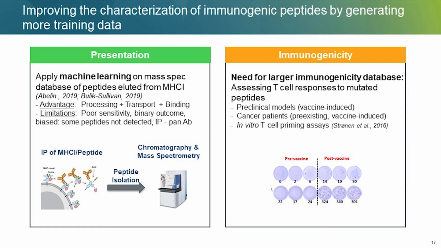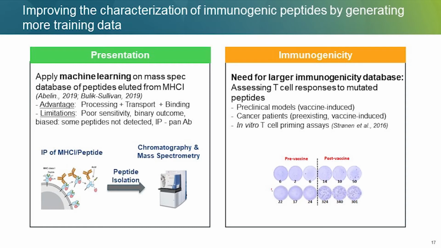The limitation is that mass spectrometry, although it's really improving, is still relatively poorly sensitive. And it's a binary outcome. Either we see a peptide bound or we don't see a peptide bound. There are also some biases that can be associated with mass spec. Not all peptides fly as well. And there are some issues also with immunoprecipitating these complexes. We often use pan antibodies, but these antibodies do not recognize equally all different alleles of MHC class I.